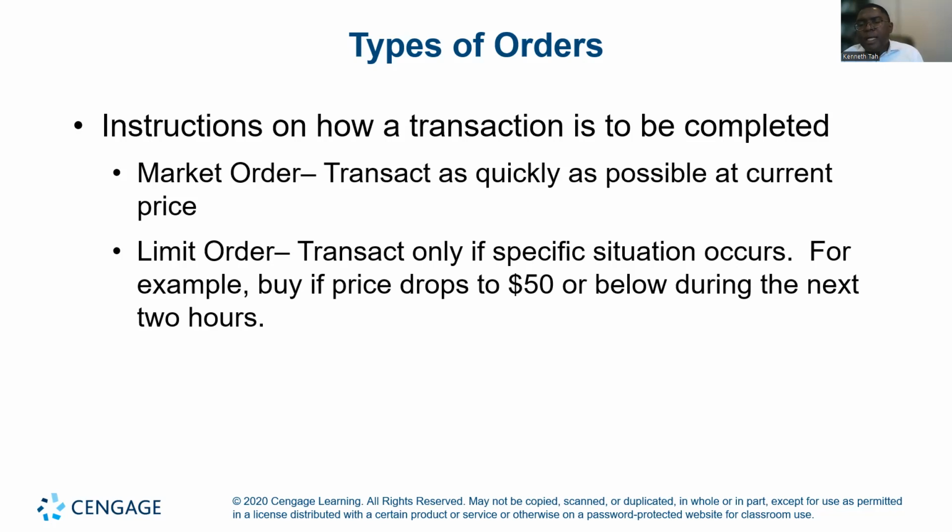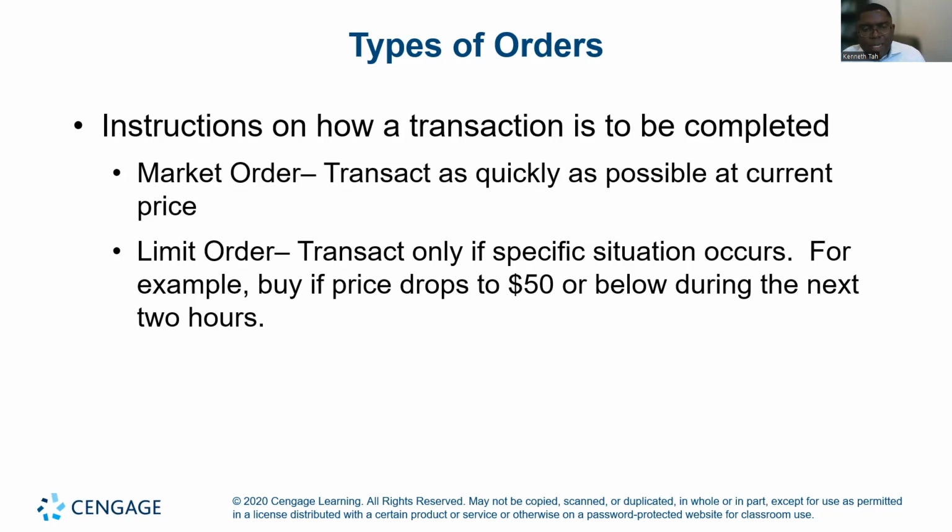I want to buy Walmart, for example. You send that order to a broker and it executes at the market price. That is a market order. So the transaction is done quickly at the current market price.